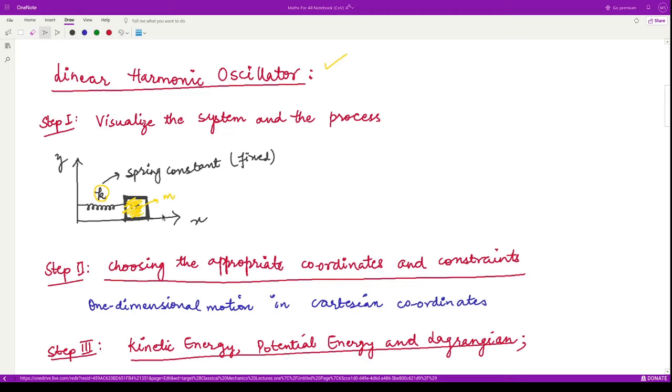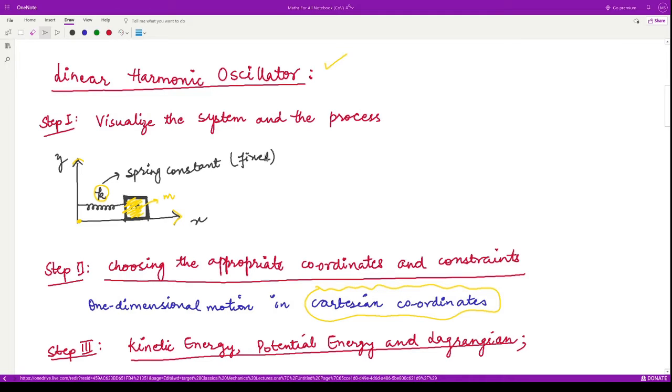So now for this we can define the coordinate system as x-axis in this horizontal direction and y-axis in this vertical direction. Thereby, we can choose the appropriate coordinates as Cartesian coordinates because they are the simplest to work with. In this case, all these things we have to decide by our own.